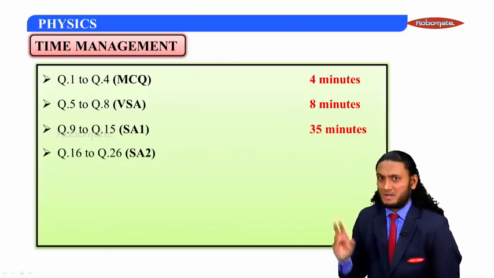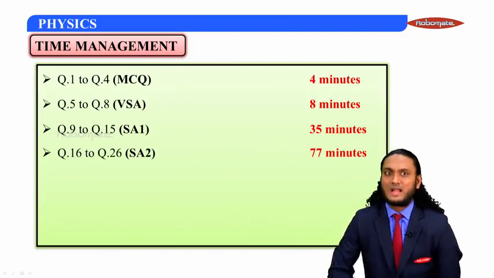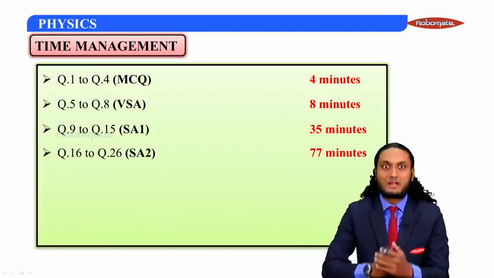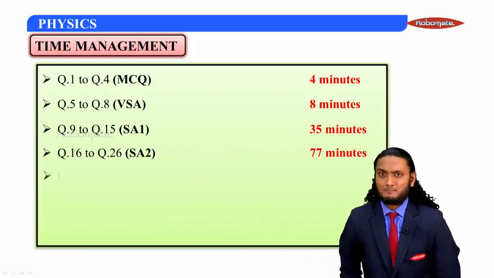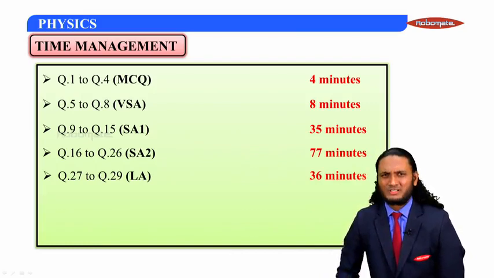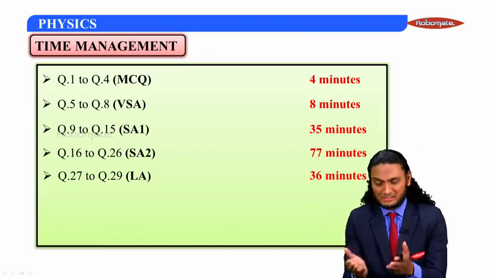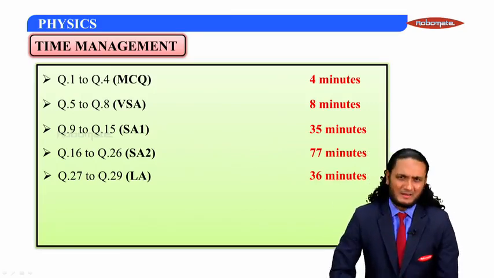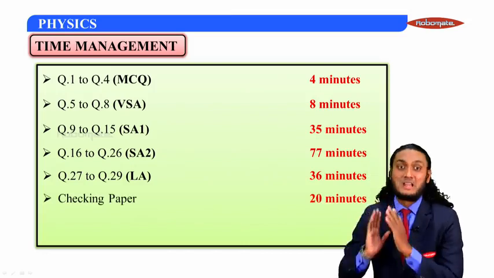Then question number 16 to question number 26 is short answer 2. For this, you can spend 77 minutes because these are 3 mark questions. You need to make diagrams wherever required. Then you move on to question number 27 to 29, which are long answer questions. For this, you can spend 36 minutes. There are 3 long answer questions of 5 marks, numericals will be there, and you have to make diagrams where required. And then for checking the paper for mistakes, you can spend 20 minutes.